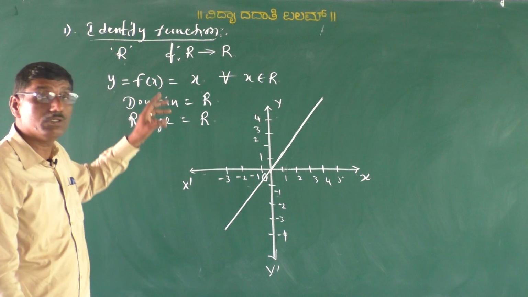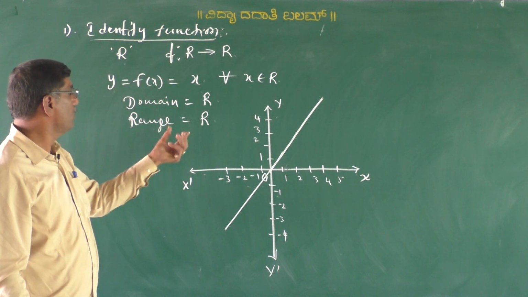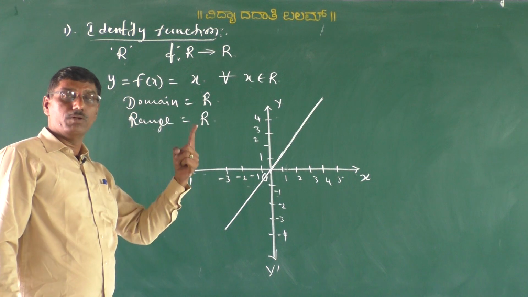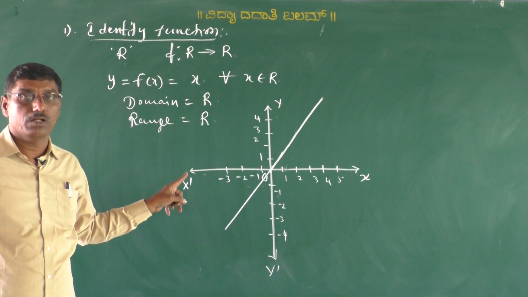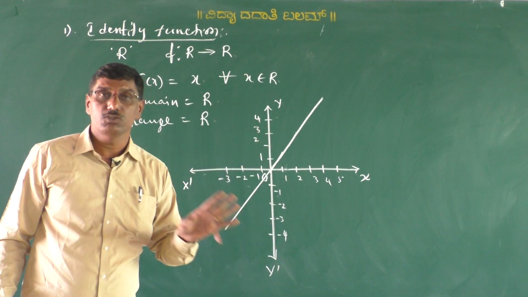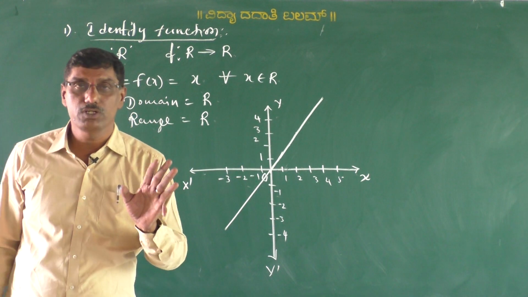This is for 5 marks. How, sir? Distribution of marks. Definition 1 mark. Domain 1 mark. Range 1 mark. And graph also 2 marks. That is totally 5 marks. Yes? Are you understood, all of you?